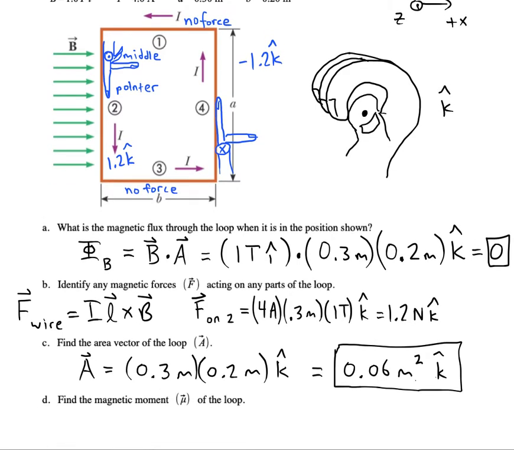Now let's find the magnetic moment for this loop. There's a formula for that as well. It's mu equals I times N times the area vector, where I stands for the current, of course. N is the number of turns in your loop. In our case, it's actually just 1 turn. And then you want your area vector.